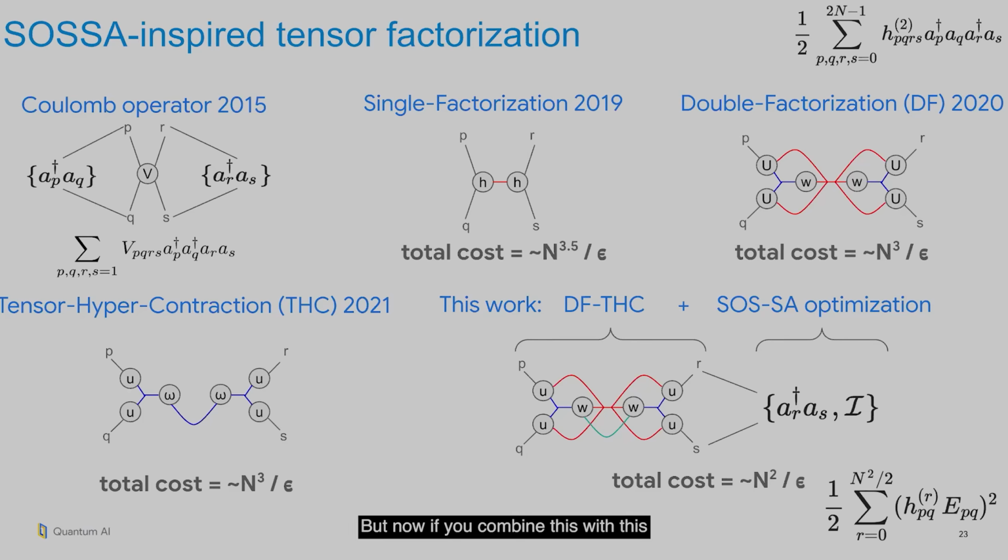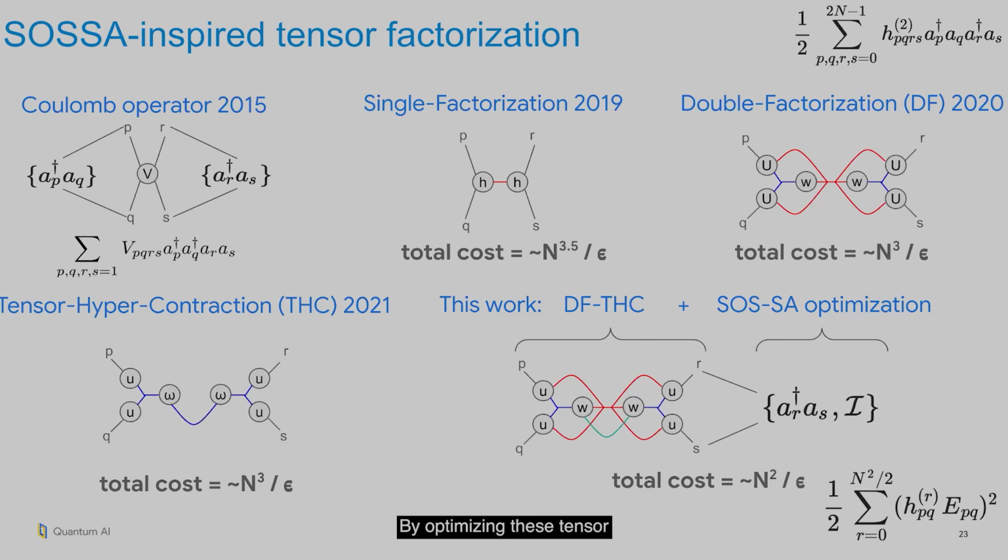But now if you combine it with this sum of squares spectrum amplification, you get a speed up. So I've talked a lot about tensor factorizations, but how are these related to sum of squares? Well, it turns out that this mirror symmetry that you see in all of these tensor diagrams, if you split it down vertically, means that every one of these tensor factorizations is a sum of squares. That's a cool thing.